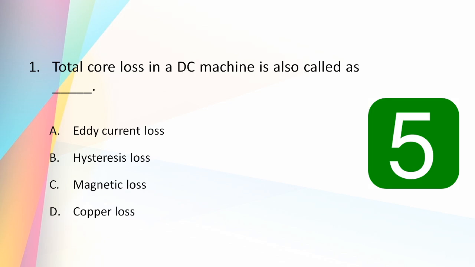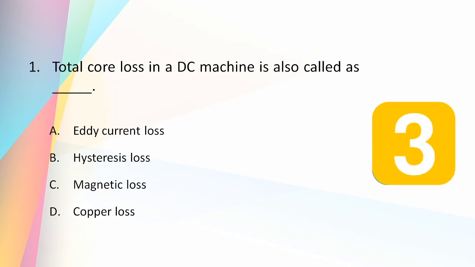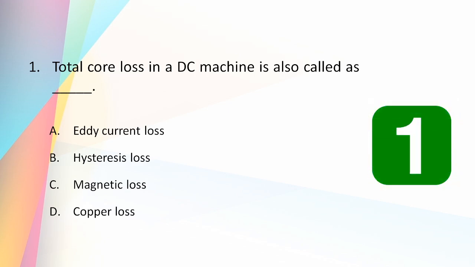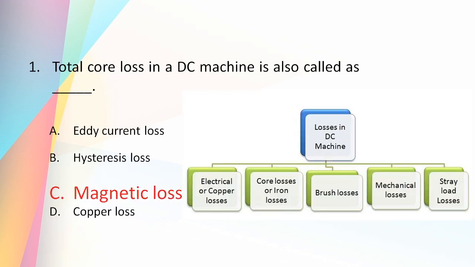The first question is, total core loss in a DC machine is also called as: eddy current loss, hysteresis loss, magnetic loss, copper loss. And here you go. And the answer is magnetic loss.